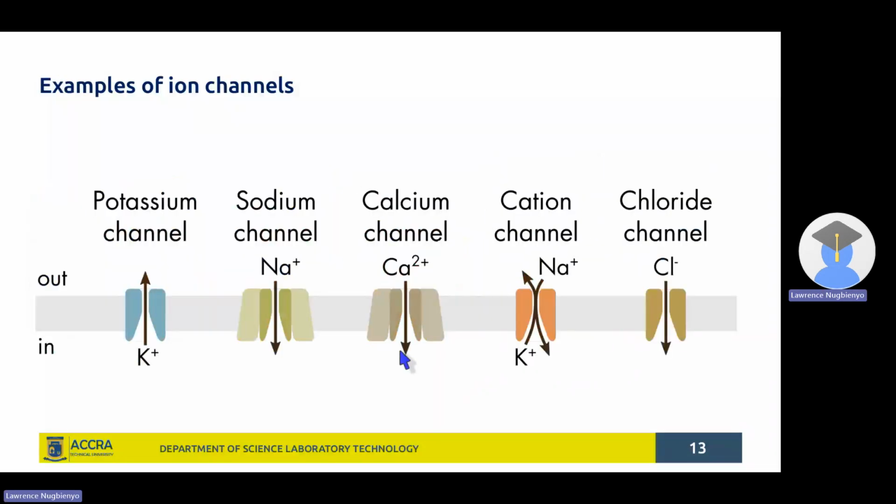Now, this is just to show you some examples of the ion channels we're referring to. Above is the extracellular space, and below is the intracellular space. You can have what is referred to as the potassium channel, which is responsible for transportation of potassium ions from inside of the cell to the outside of the cell. You can have sodium channels that are transporting in the opposite direction. Usually you have potassium and sodium channels working hand in hand.